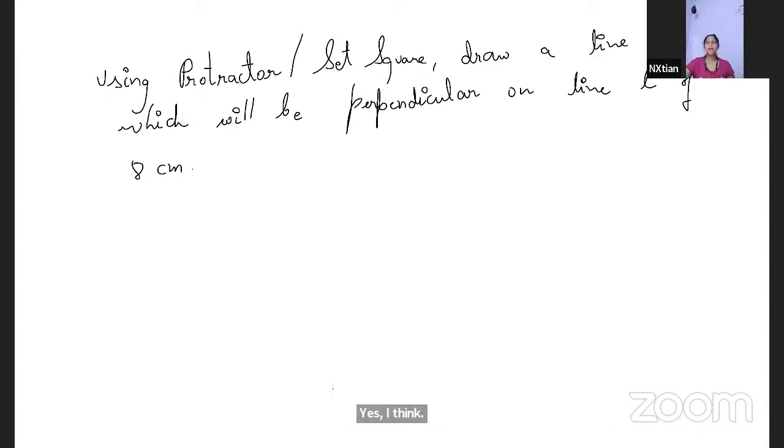Yes, I noticed that you used both the protractor and the set square. Yes, I saw two diagrams. Very good. Okay, so we stop here. That's all for the math class today.